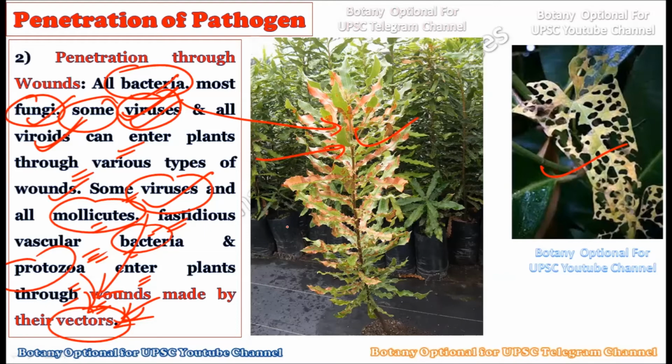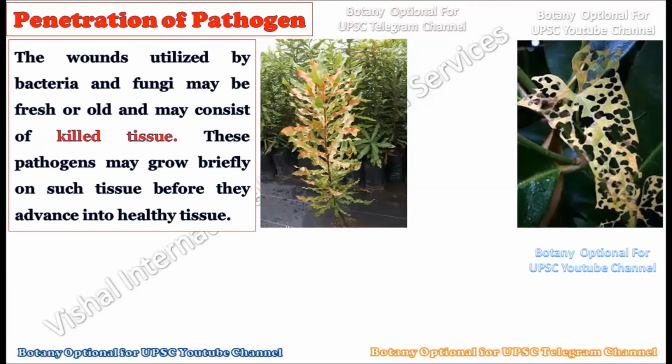And once the injury is there, then all types of bacteria, some fungi, some viruses and all types of viroids can enter within these particular plant structures. Now see, the wounds utilized by the bacteria and the fungi may be fresh or old. This does not mean a fresh wound is always required.